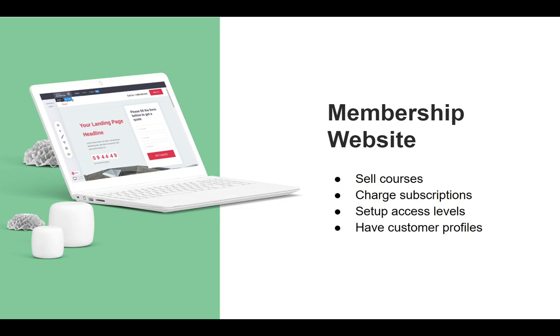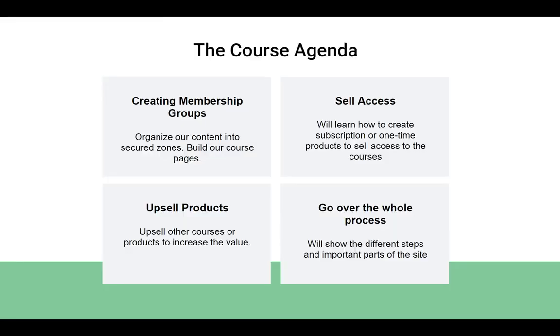subscriptions, recurring payments, different types of access or subscriptions and recurring revenue that you can do, or one-time payments for access to these courses. You can do all that. You can set up access levels, have customer profiles which can get access to their content. So this is basically what membership websites are, and by the end of this video you'll be able to do amazing websites like this.